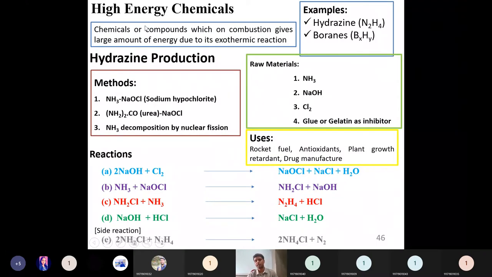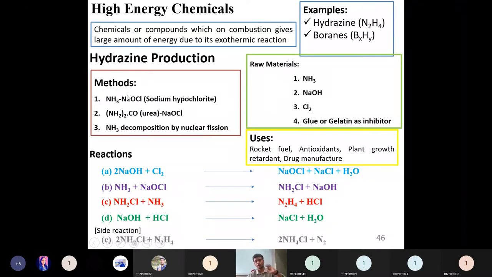There is no commercial plant available to produce hydrazine using this third method, ammonia decomposition by nuclear fission reaction. Whenever there is a surplus or excess capacity of urea production, because urea is used for agriculture purposes also, we cannot use it for energy production. If there is an excess capacity of urea production, then only the second method is feasible. The third method is not yet commercialized. There is no commercial availability of ammonia decomposition by nuclear fission reaction. So we have to go for the first method.